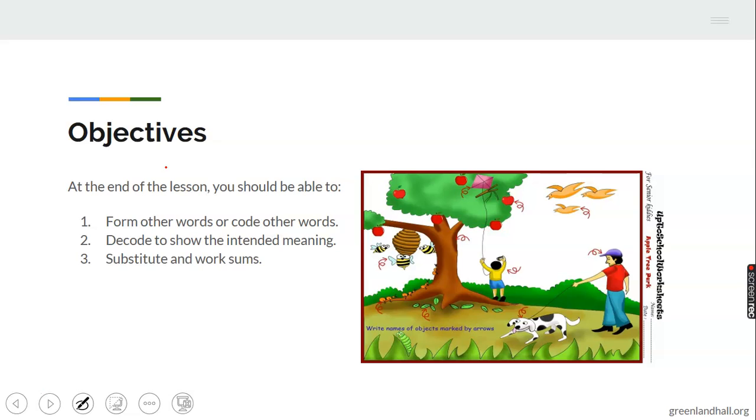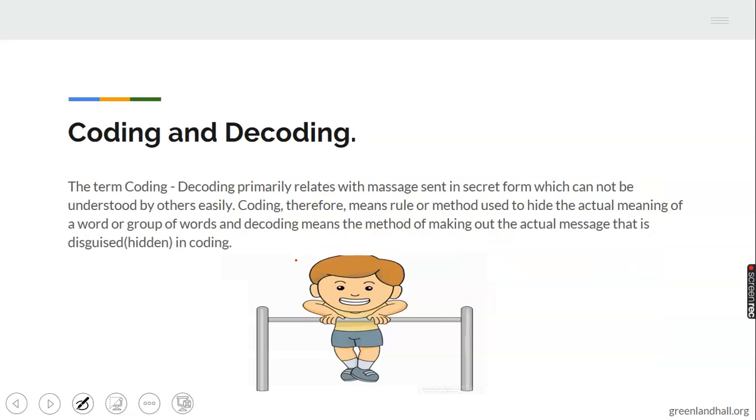Now, at the end of this lesson, you should be able to, number one, form other words or code other words. You are still going to learn what coding is. So you are to form other words or code other words. Then you are to decode to show the intended meaning. That is what the coded message is all about. You want to know what the coded message is. Then you are to substitute and work sums. You are going to be learning all this as we progress.